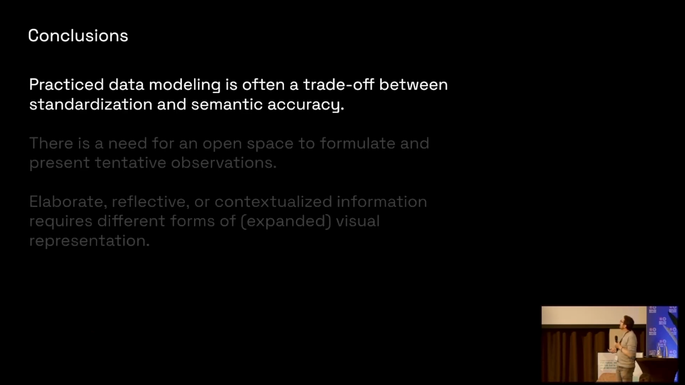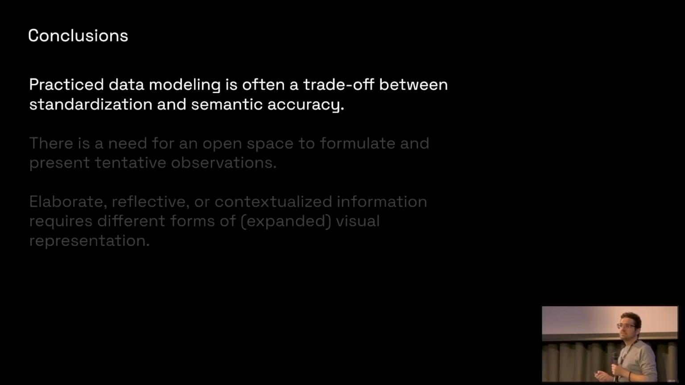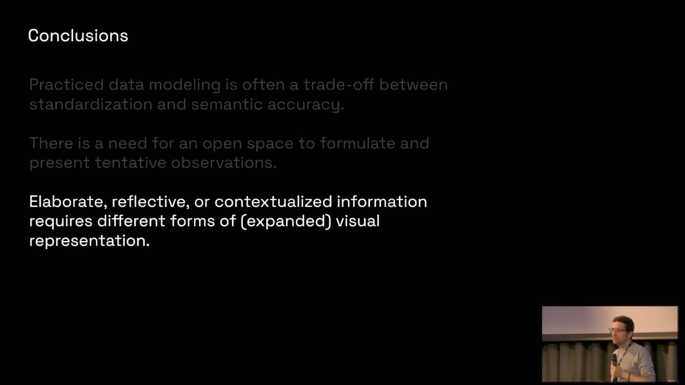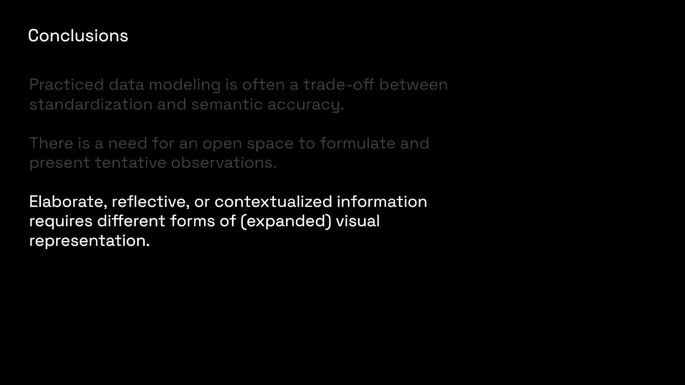So, conclusions. When we practice data modeling, we have a trade-off between standardization and semantic accuracy. As I mentioned before, there are these issues with uncertainty, and this is not so easy to depict in a knowledge graph. This is why we need an open space to formulate and present tentative observations, so that this elaborate, reflective, and complex information can be represented in different kinds of new, innovative, intuitive interfaces.